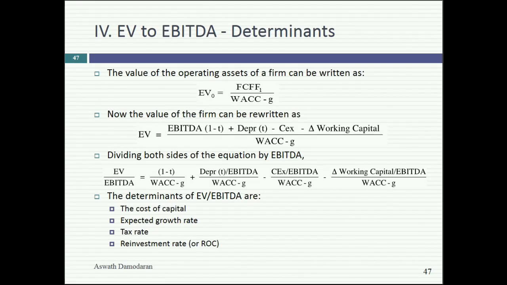Other things remaining equal, the higher your cost of capital, the lower your EV to EBITDA, and other things remaining equal, the higher your growth rate, the higher your EV to EBITDA.